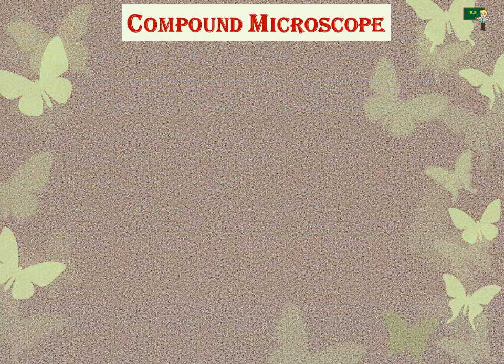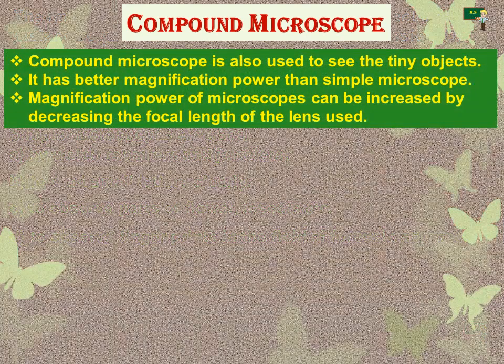Now let's move to the compound microscope. A compound microscope is used to see tiny objects. It has better magnification power than the simple microscope. Magnification power of microscopes can be increased by decreasing the focal length of the lens used. These compound microscopes are advanced microscopes containing multiple lenses.